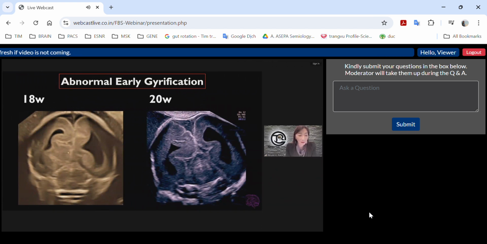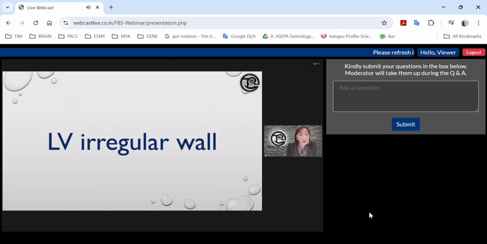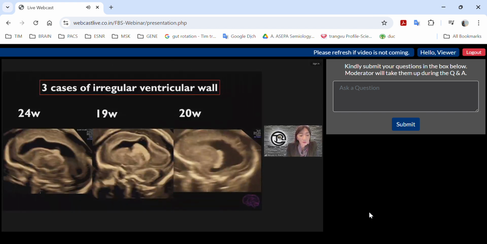This is a P10, the variant of the paternal UPD. Now, lateral ventricular irregularity, sometimes those are 3 cases of the irregular ventricular wall, 24 weeks, 19 weeks, and 20 weeks of gestation. You can see this is exactly the periventricular heterotopia. And sometimes, we see this kind of irregularity of the ventricular wall.